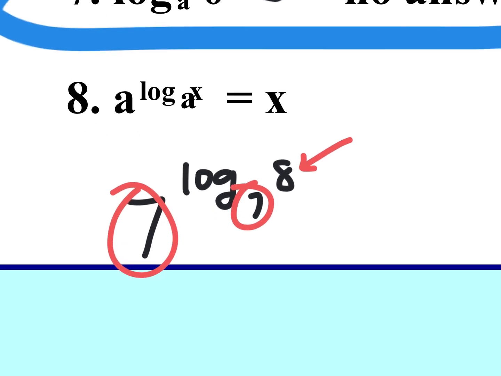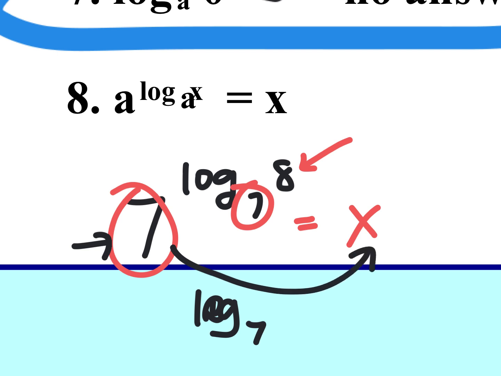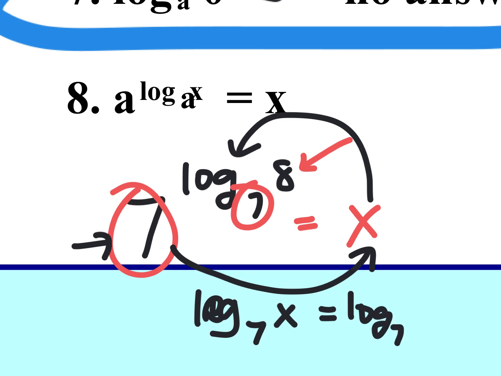This is actually considered an exponent problem. So if I wanted to say it was equal to something, and I don't know what it is, I could put x. All of that equals x. Then I could rewrite it as a log. This is log base 7, and then you do the circle of logs. Go over to x, and then come back here. Equals log base 7 of 8.